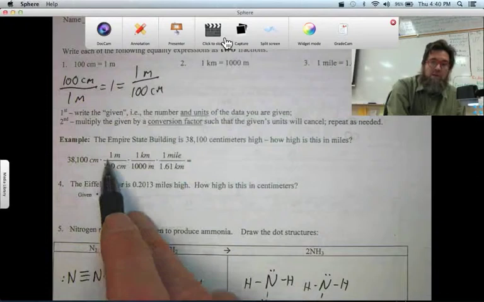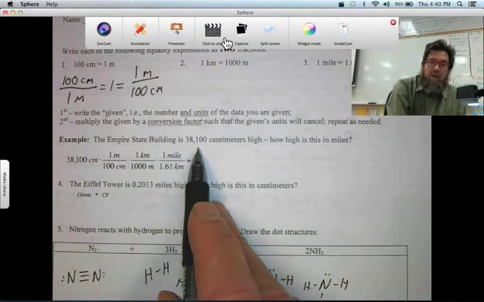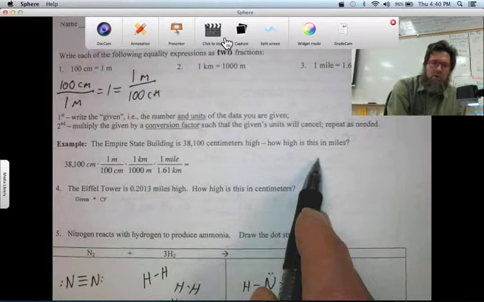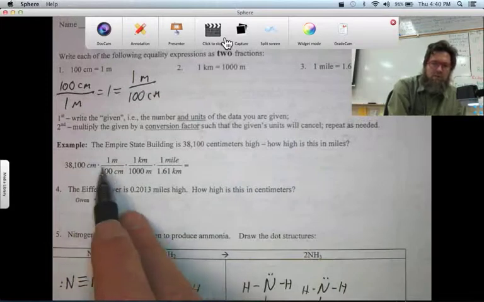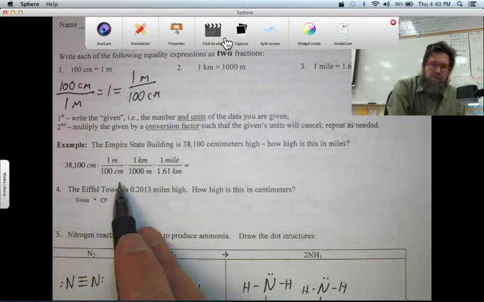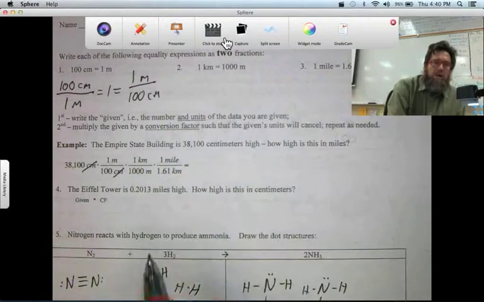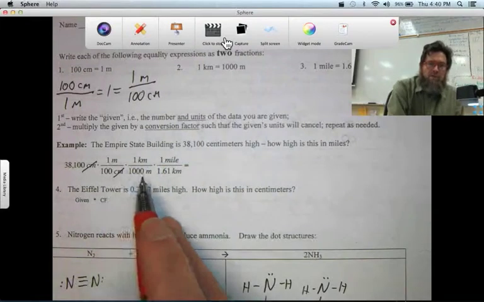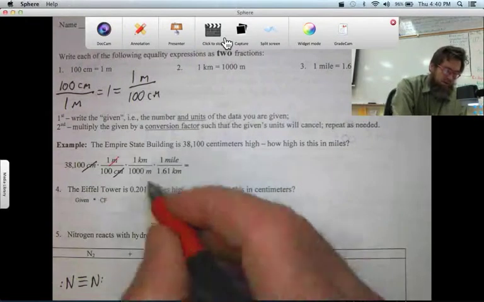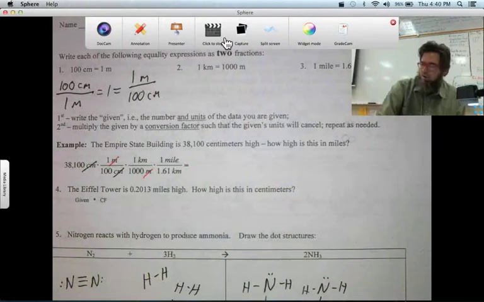For example, if the Empire State Building is 38,100 centimeters high, how high is this in miles? Well, we can string together conversion factors. We can take our given number of centimeters, go out of centimeters into meters, so centimeters cancels, multiply by another conversion factor, 1,000 meters equals 1 kilometer. So meters divided by meters equals 1, it cancels, and kilometers over kilometers.